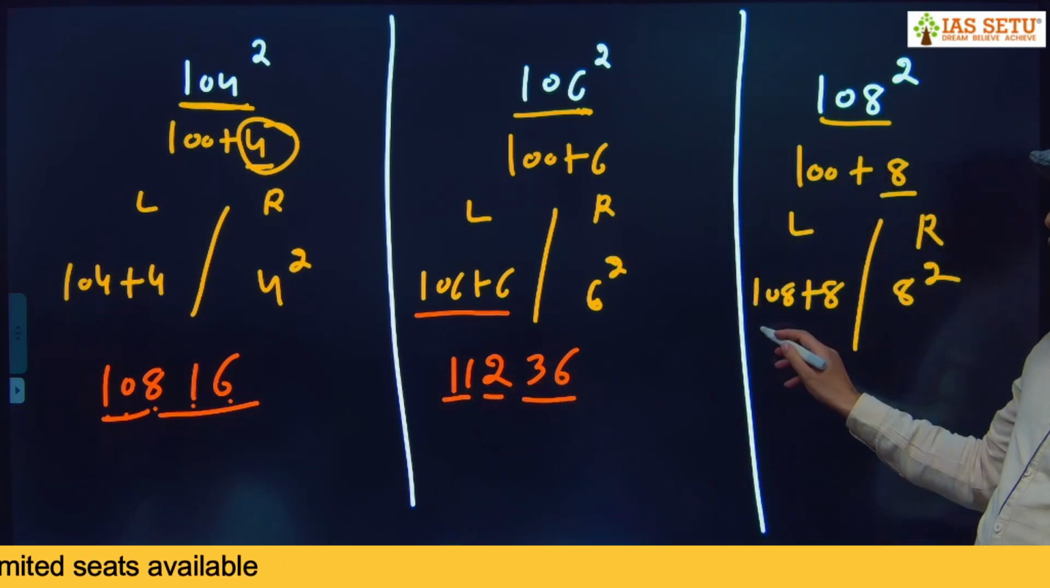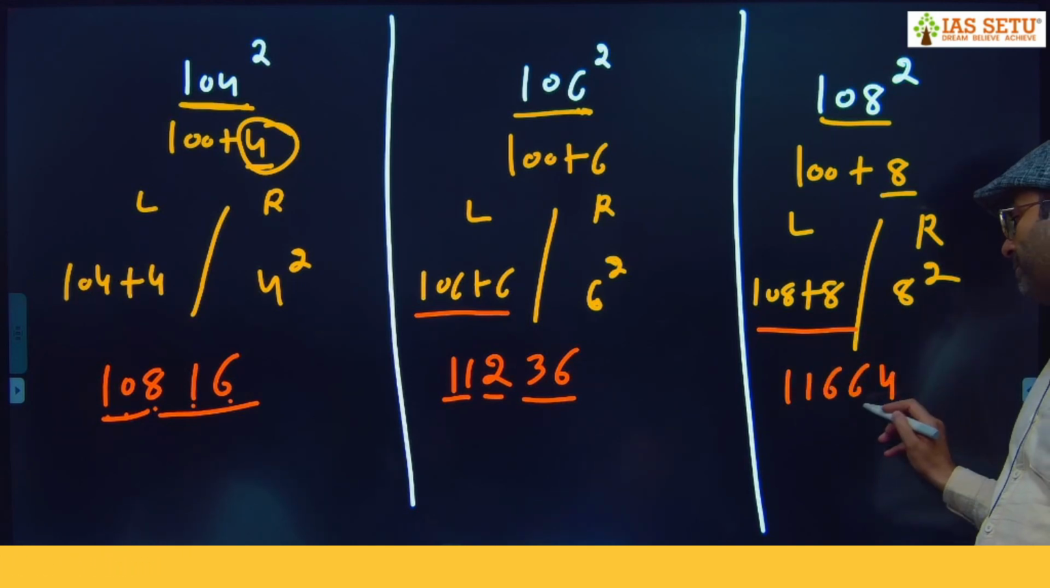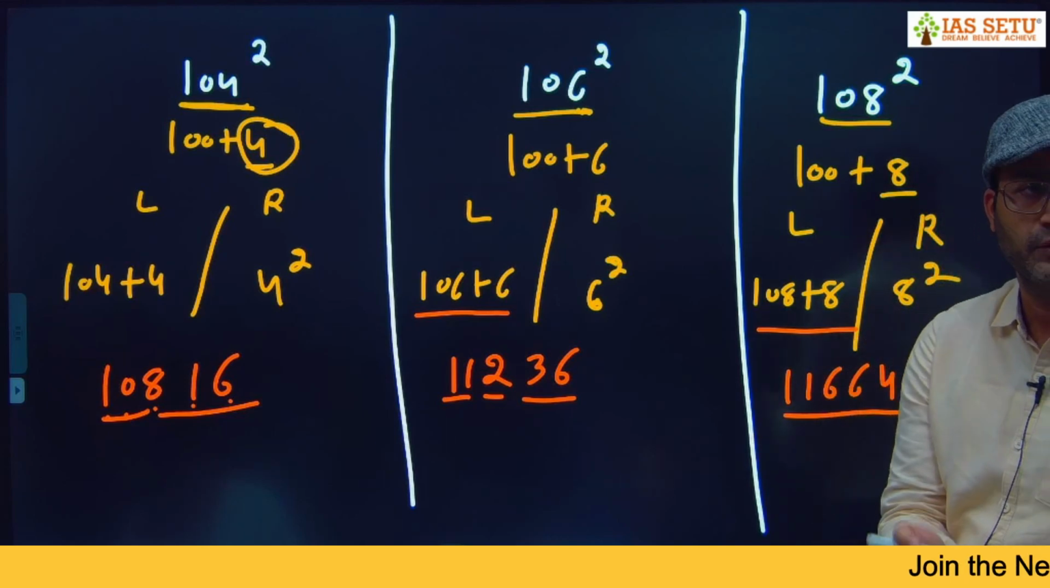11,236. So it is 116. What is 8 square? 64. Fine. Let me take 2, 3 more values so that you can understand.